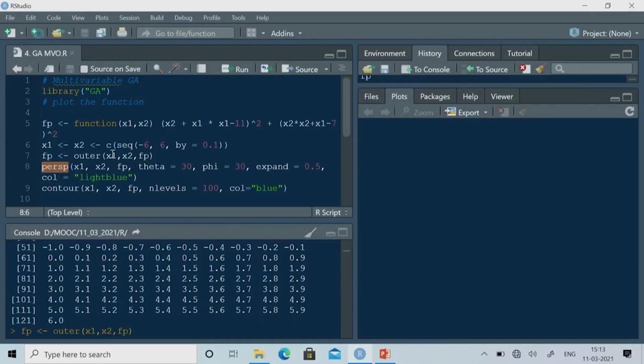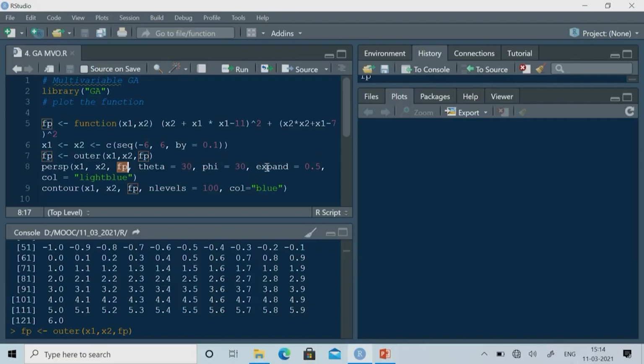So, this will give you a 3D plot of this particular function. We have to give x1 and x2. The x axis is x1, this is x2, and this is the function value of this particular function. Then theta and phi give you the horizontal angle and vertical angle. Suppose in this case I am putting 30 and 30. If you want a different view, you can change this angle.